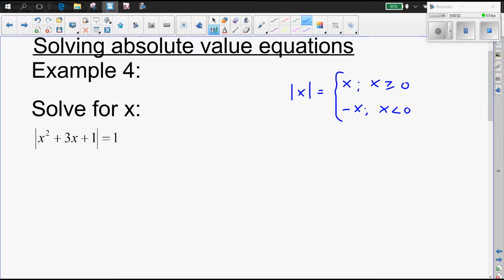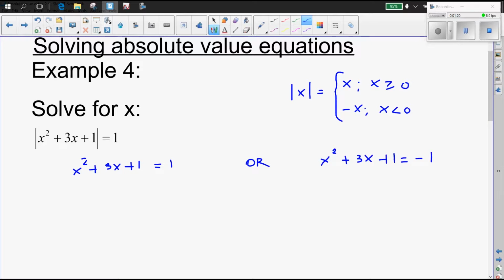So let's start. With the first solution, we have x squared plus 3x plus 1 equals 1, or, using the definition of an absolute value, I can say that x squared plus 3x plus 1 equals negative 1.